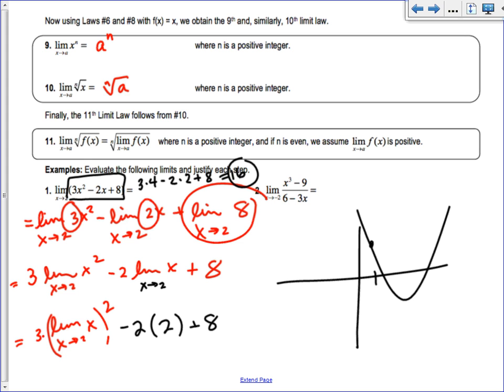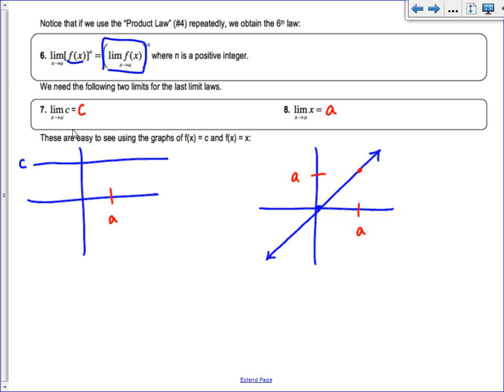Oh, I was just shortcutting everything. You would really have to write out this kind of stuff if you want to justify everything. How did I go from here to here? Is that what you're asking? That was the one where you said that was limit law 8: limit as x goes to 2 of x is equal to 2. Yeah.